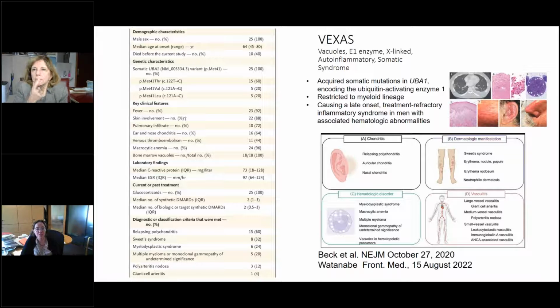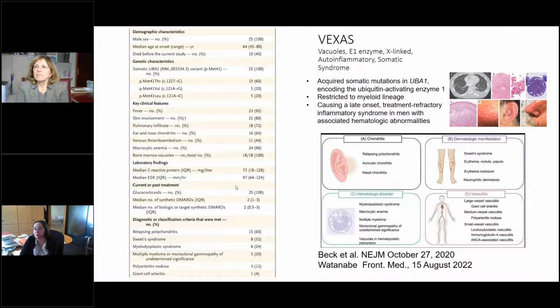to rheumatologists with a phenotype which either looks like relapsing polychondritis or vasculitis, to hematologists with myelodysplasia or MGUS-like pattern, or to dermatologists with Sweet syndrome, erythema nodosum, or diffuse rashes, or to autoinflammatory doctors with recurrent fevers and something which looks a little bit like Schnitzler syndrome. It predominantly affects men because UBA1 is encoded on the X chromosome, and it causes a late onset refractory inflammatory syndrome with a poor prognosis.